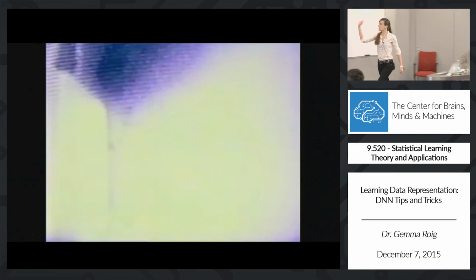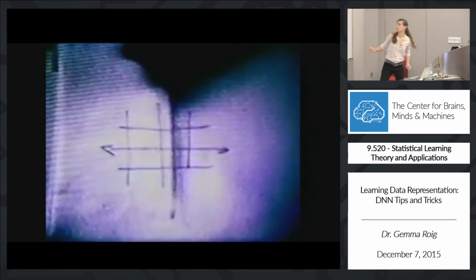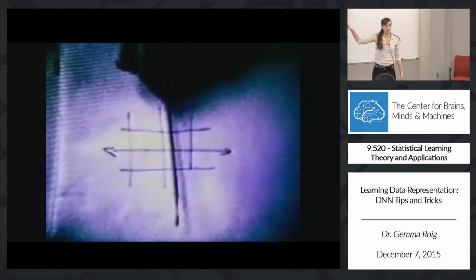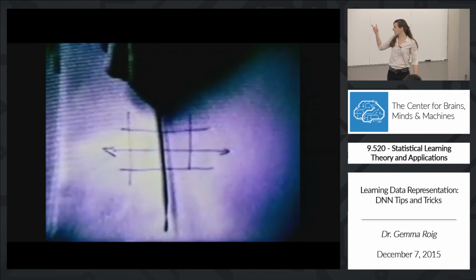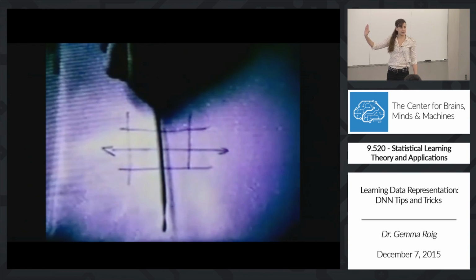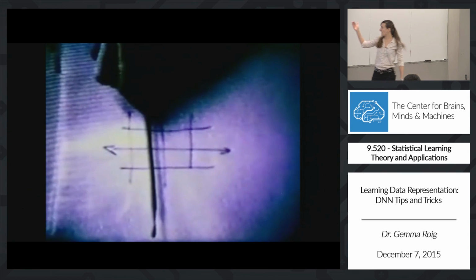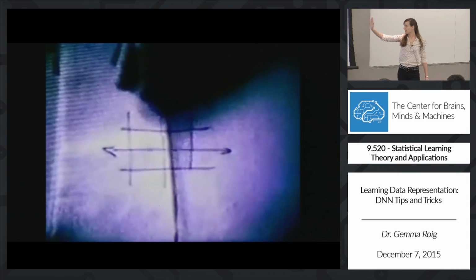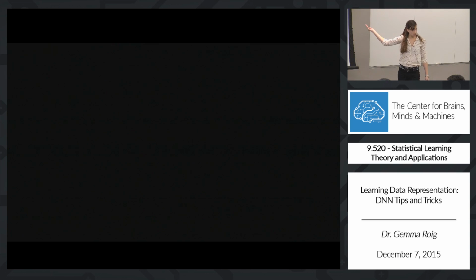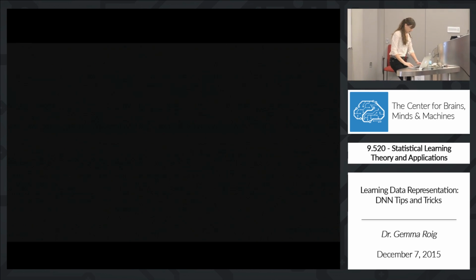Here you can see that this particular neuron is activated when there is a vertical line presented, okay, and it's firing no matter where in this square it is presented. But if the line is outside the square, then it's not firing anymore.